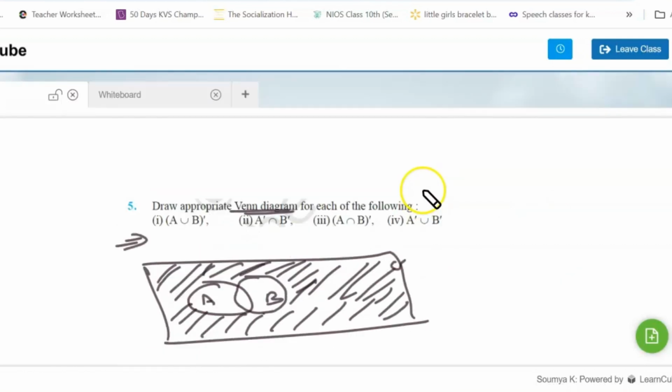Okay, hope you understood how to do this question. Please try out the other two questions as well. You will get a different picture for different questions.